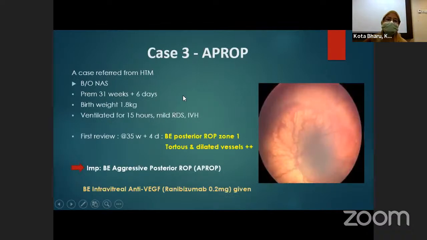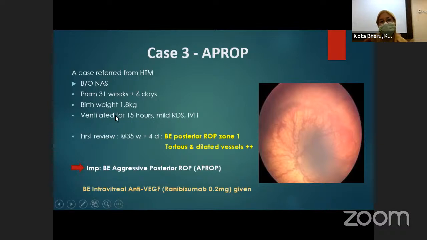Okay. Then we proceed with case 3. Case 3 is a case of APROP, aggressive posterior retinopathy of prematurity. Actually, this case is referred from Hospital Tanah Merah, baby of NAS. It's a prem 31 weeks plus 6 days with birth weight of 1.8 kilo. Ventilated for 15 hours with underlying mild RDS and intraventricular hemorrhage.